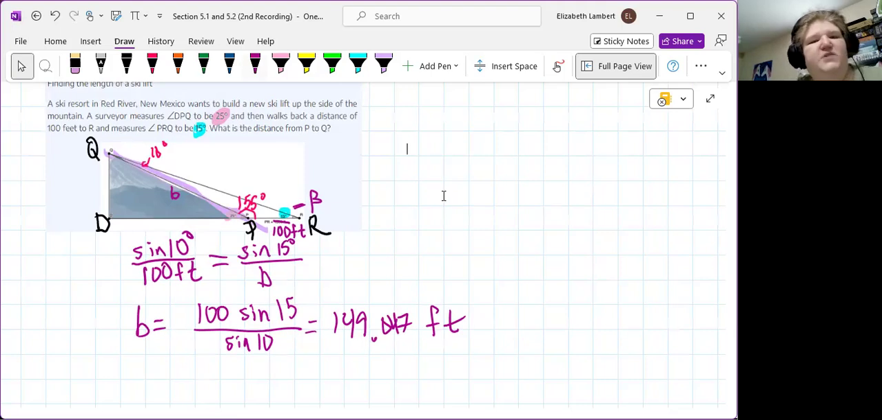So that concludes 5.1 law of sines. Now we're going to get back to that weird side angle side situation where we have no corresponding pairs. And what do we do with that?